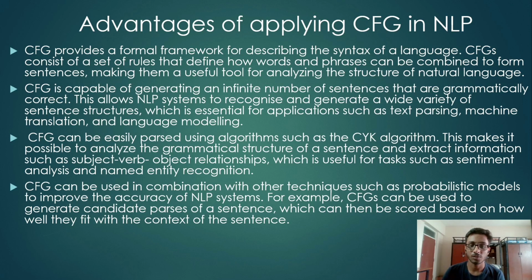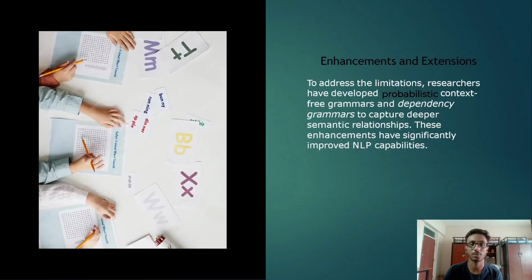CFG can be easily parsed using algorithms such as the CYK algorithm. This makes it possible to analyze the grammatical structure of a sentence and extract information such as subject-verb-object relationships, which is useful for tasks such as sentiment analysis and named entity recognition. CFG can be used in combination with other techniques such as probabilistic models to improve the accuracy of NLP systems. For example, CFGs can be used to generate candidate parses of a sentence, which can then be scored based on how well they fit with the context of the sentence.